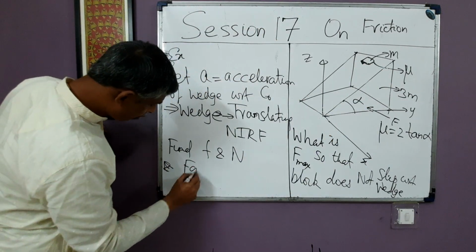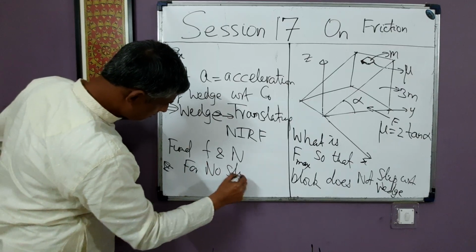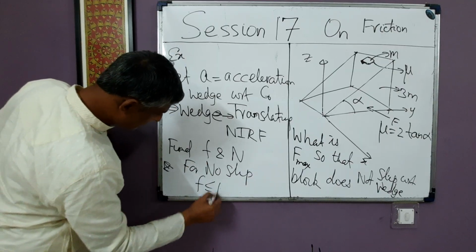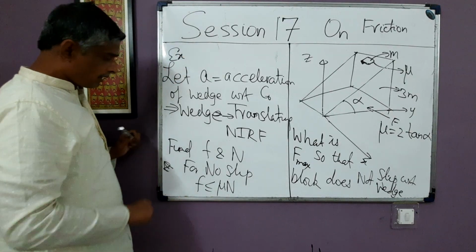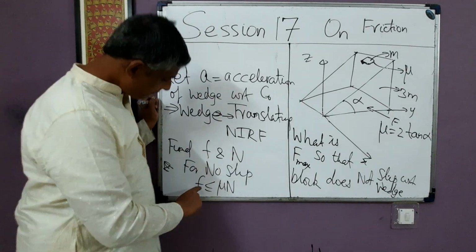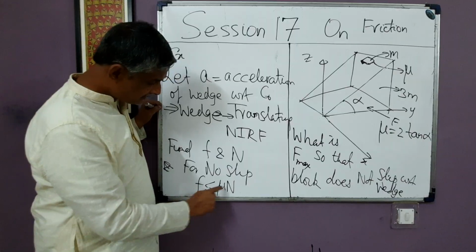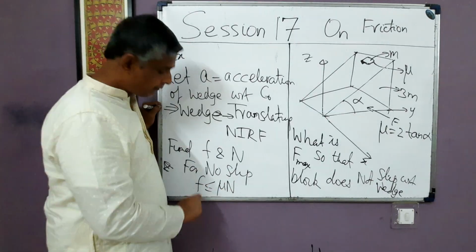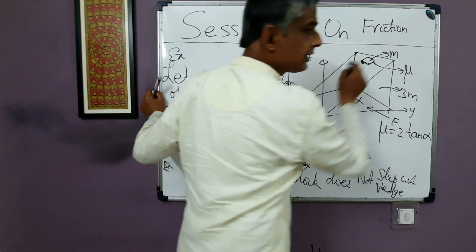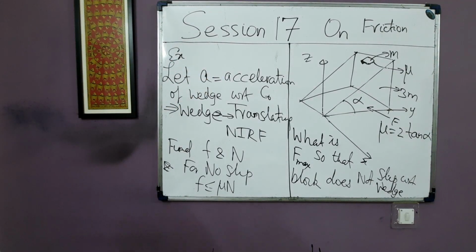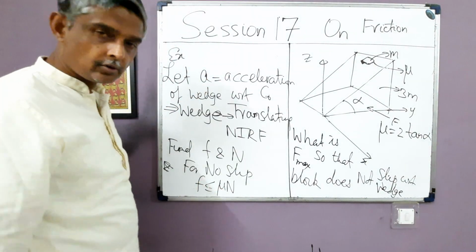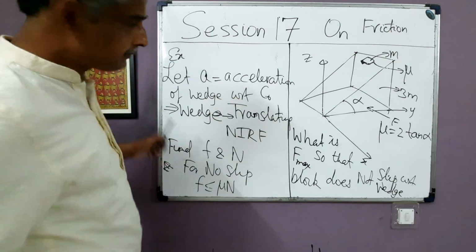So for no slip, f should be less than or equal to mu N. So our fundamental approach should be to find f, to find capital N, and apply this inequality, f less than or equal to mu N, for no slip between the block and the inclined face of the wedge. Now we have to find this f and this N. Now I rub this one.